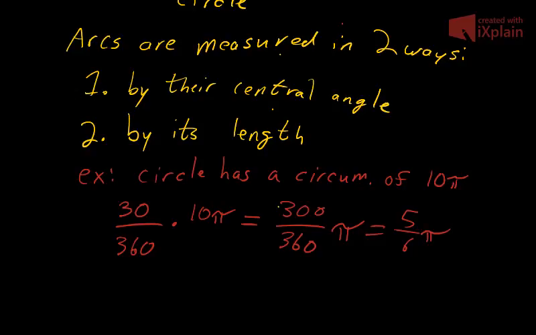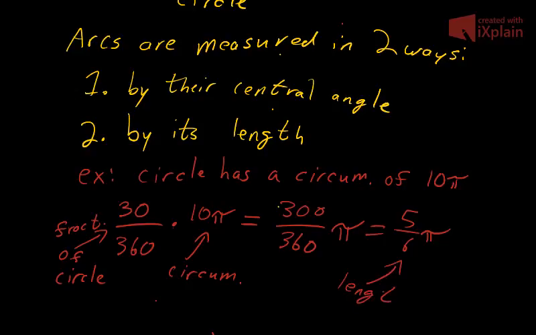So all I did there was I took my fraction of the circle. This is our fraction of the circle that my arc covers, multiplied it by the circumference, and I found the length of my arc, which is great. So I found the length of the arc by taking the fraction of the entire circumference it was, multiplying it by my circumference, and that's the length of the arc.